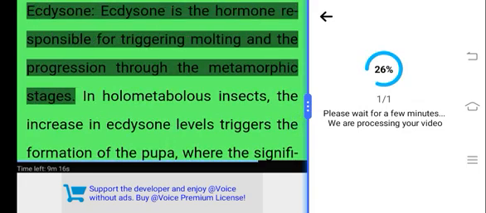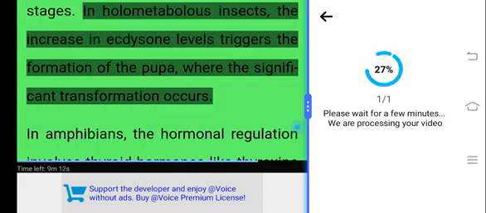Ecdysone. Ecdysone is the hormone responsible for triggering molting and the progression through the metamorphic stages. In holometabolous insects, the increase in ecdysone levels triggers the formation of the pupa, where a significant transformation occurs.